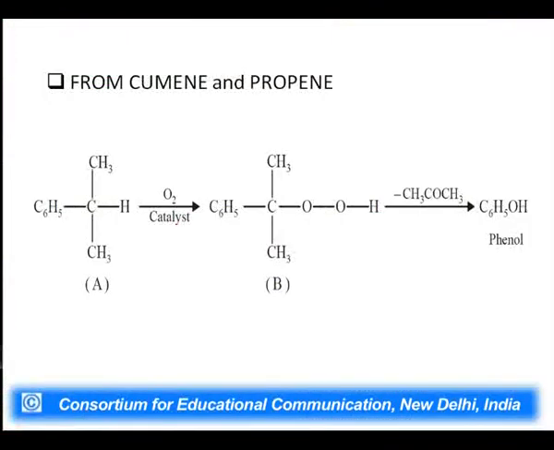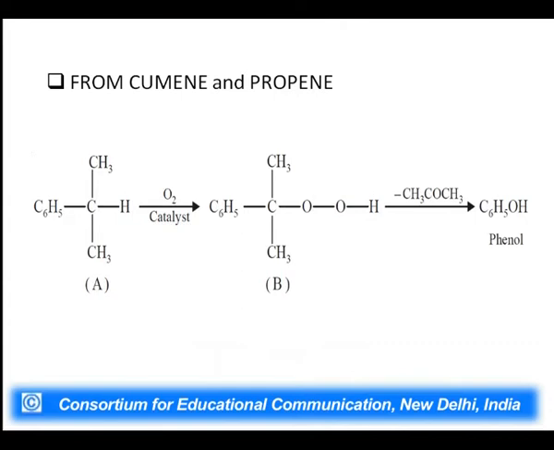The next very important method of preparation of phenol is from cumene and propene. Both these reagents, cumene, sorry, benzene and propene, are very cheap, they are not very expensive, and they result in the formation of two very important synthetic reagents like phenol and acetone.